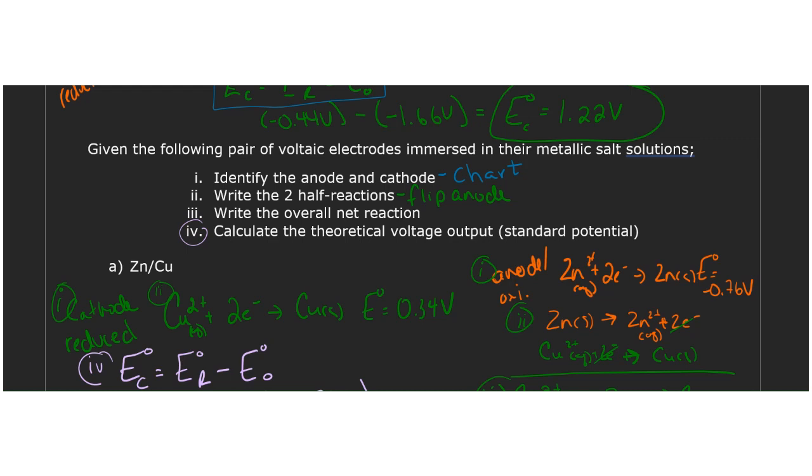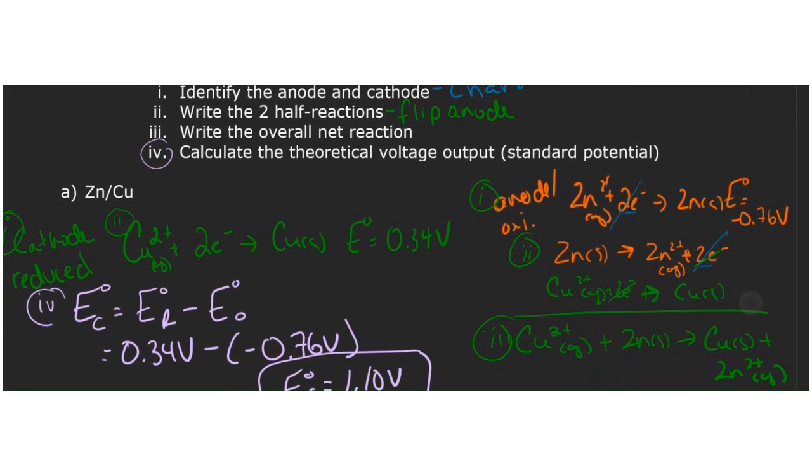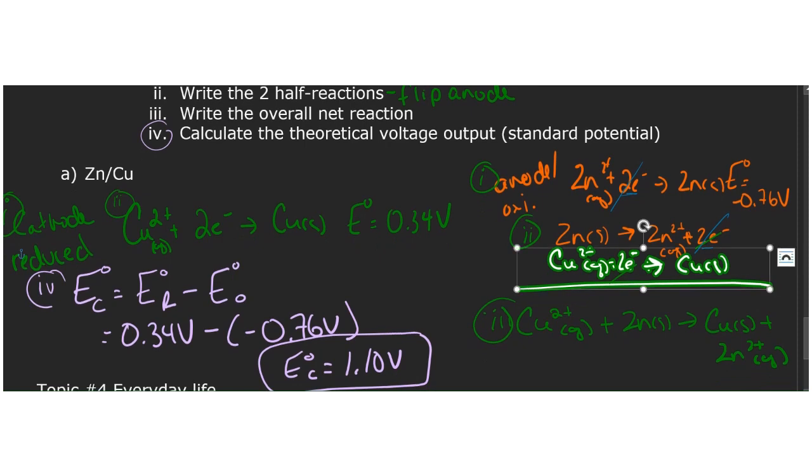Number 3, write the overall net. That's when I stack the 2 half reactions. This one's fine because there's 2 electrons on each side, so they can both cancel. Make sure the electrons are on opposite sides to cancel. The overall is written by what's left over, just like we did with regular redox. And then number 4, Roman numeral 4, is your standard potential.